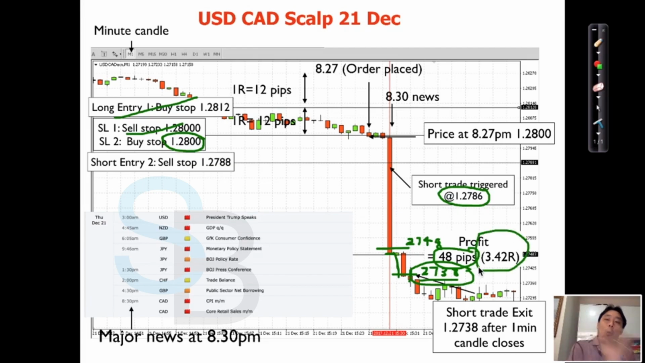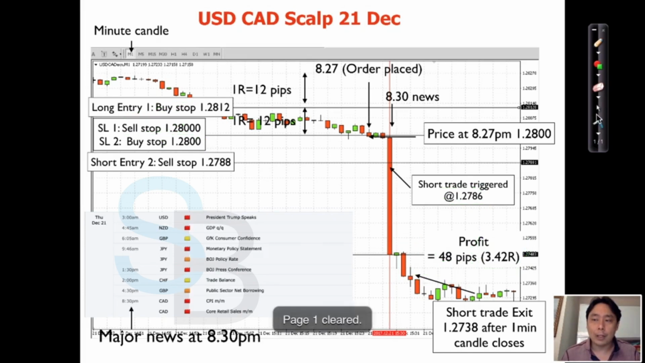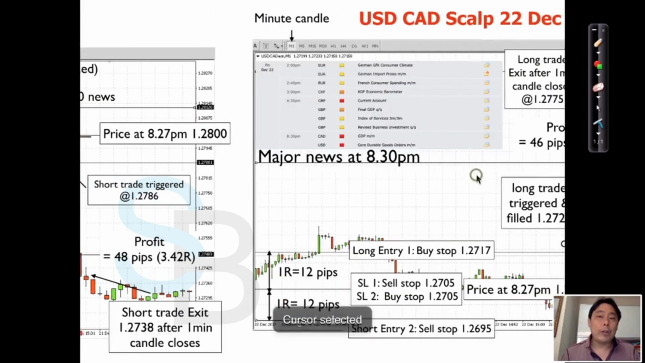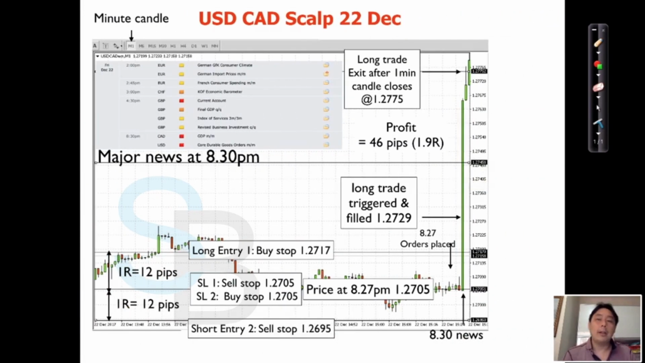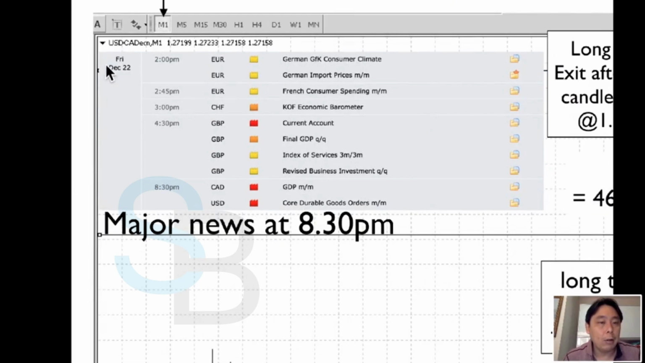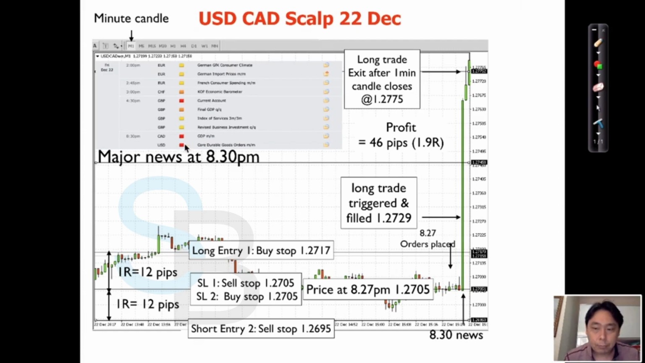Which is great because I'm risking 1 to make 3.4, which is a great risk to return ratio. Let's take a look at my last trade for the month. Just before Christmas, so this was a great Christmas present, 22nd of December. So again, this was a Friday on December 22nd. Canadian news was GDP. Again, one of the news I trade is GDP, 8:30 release.